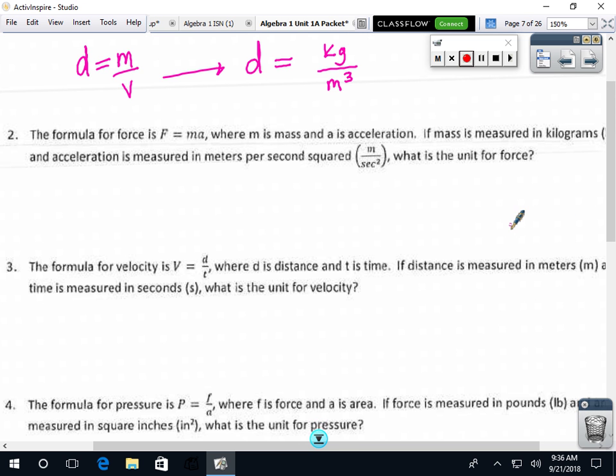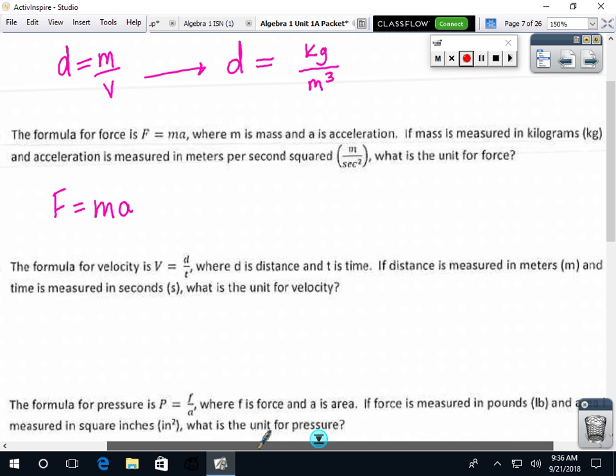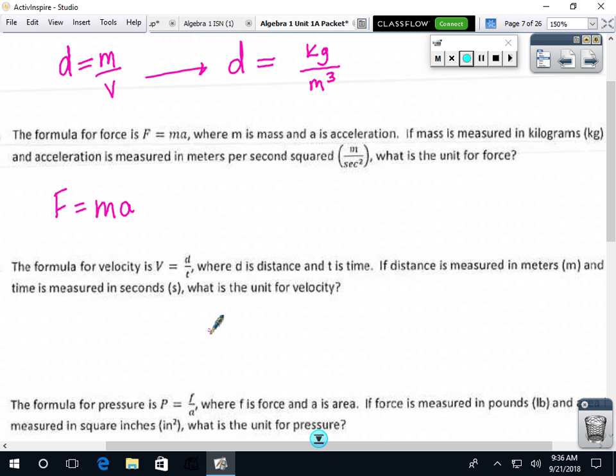The formula for force is F equals ma, which is mass times acceleration. If mass is measured in kilograms and acceleration is measured in meters per second squared, what is the unit for force? So you're just going to rewrite it, but instead of M for mass, we'll put kilograms, because that's the units for mass. And then they're touching, so this is multiplication. A for acceleration is measured in meters per second squared.